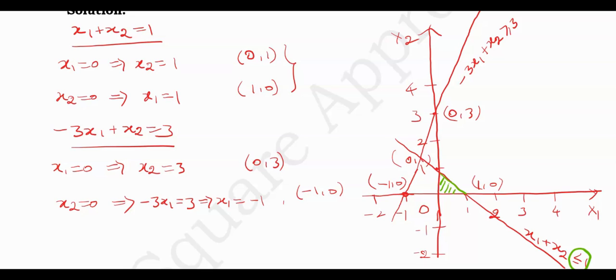And in this constraint we have greater than or equal to, so we have to set the region in the opposite direction to the origin from this line. So opposite direction to the origin like this.